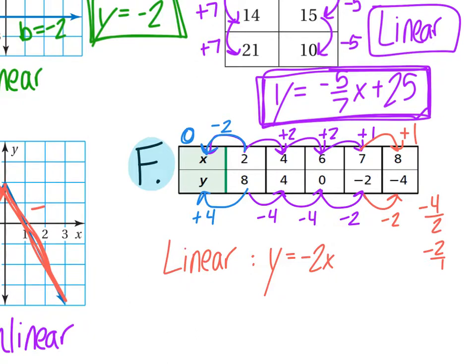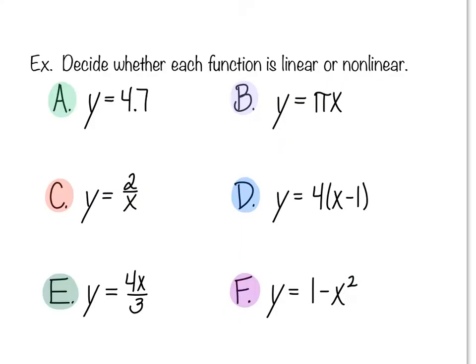I want my x value to be 0, and that's going to put me at 12. So then my y-intercept is going to be 12. So now we have the equation of this function. It's linear, and it's y equals negative 2x plus 12.